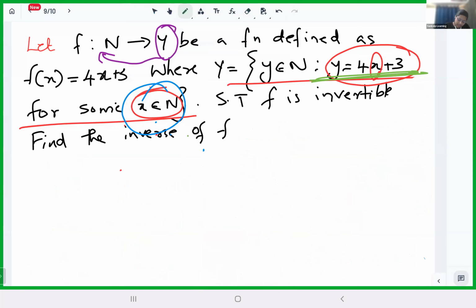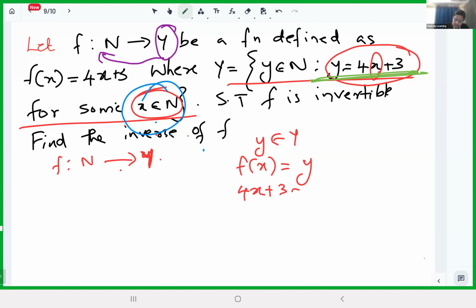Sorry, this function is already defined, that is f is defined from N to Y. In the previous case, we found out the value of x. The first step is you select an element y from Y such that f of x equal to y. Then here you know f of x is nothing but 4x plus 3. 4x plus 3 equal to y, and by solving this you get x equal to (y minus 3) by 4, isn't it? So you have got the value of x.